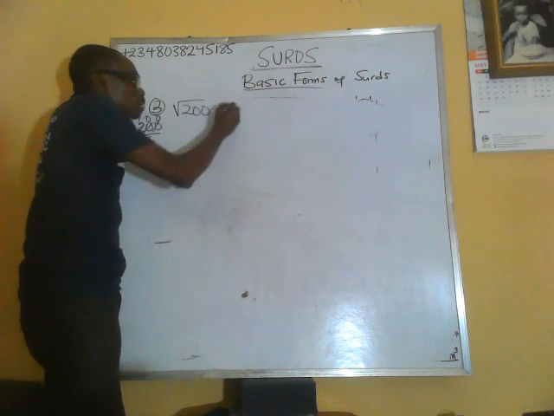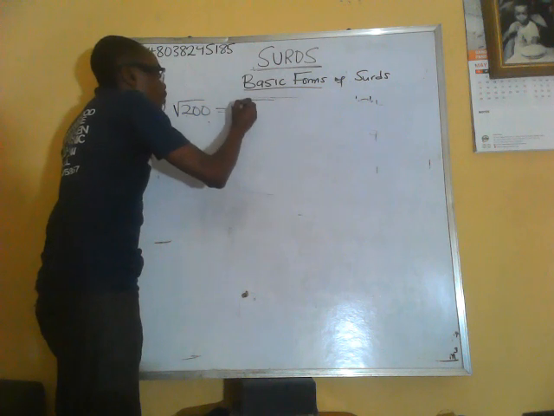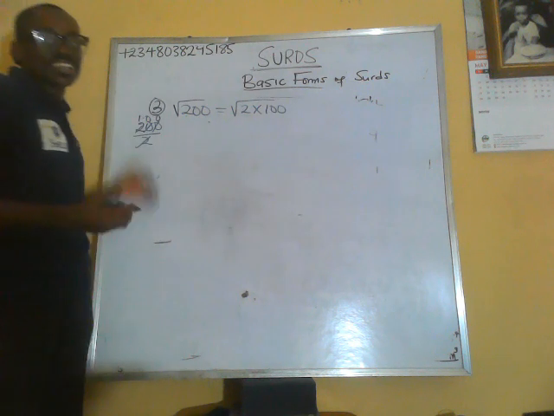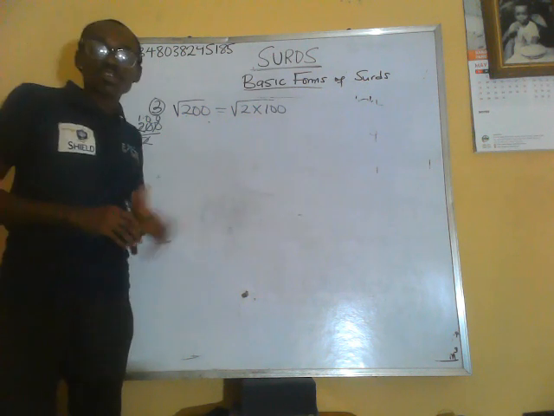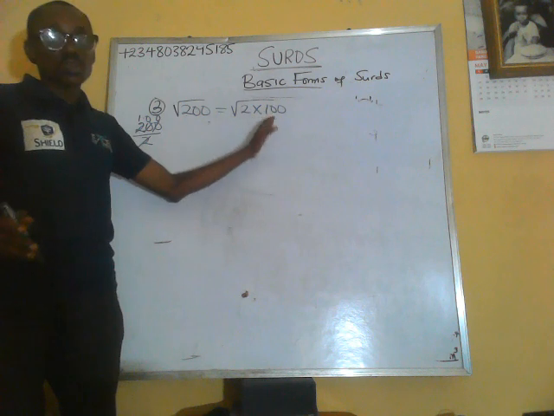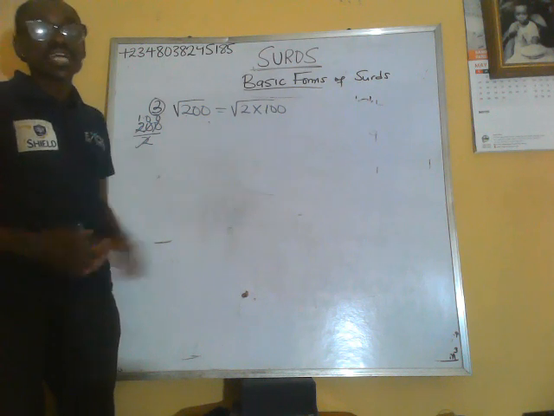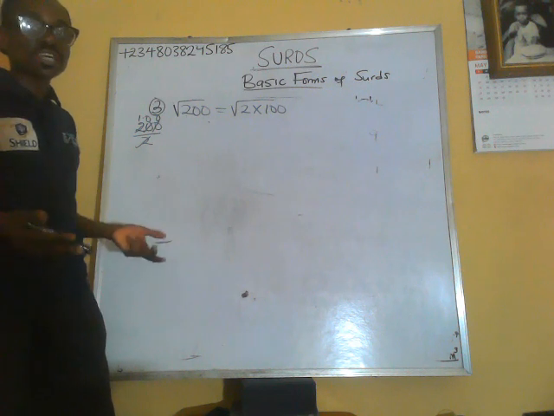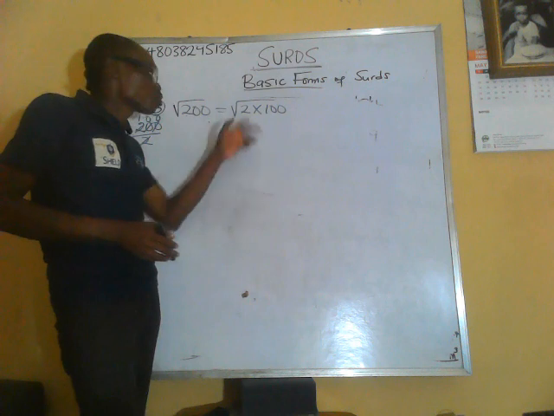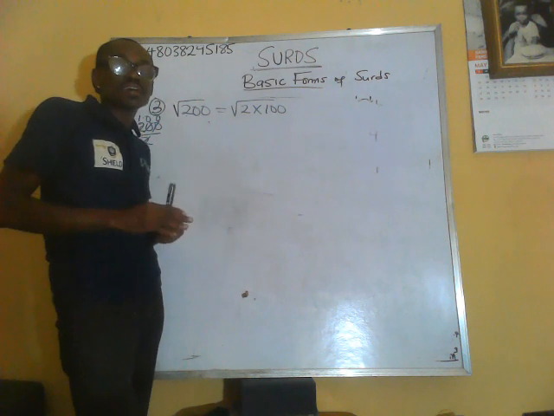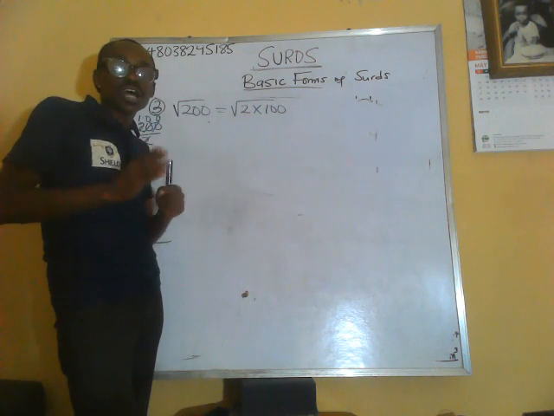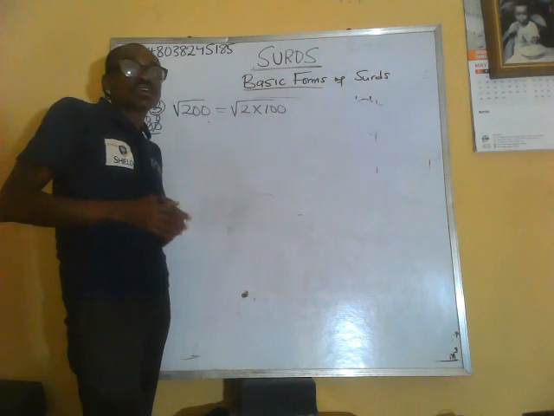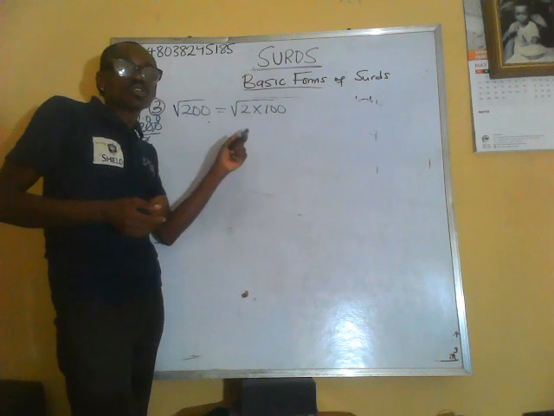So 200 can be written as 2 times 100. And you can use the factor method if you want to, but I just want to use another method because I know that 10 times 10 gives me 100. So why waste my time using that factor method? It's not compulsory that you must use the factor method if you can split the number directly into 2 numbers that you know you can break down further without stress. So 2 times 100 is 200.